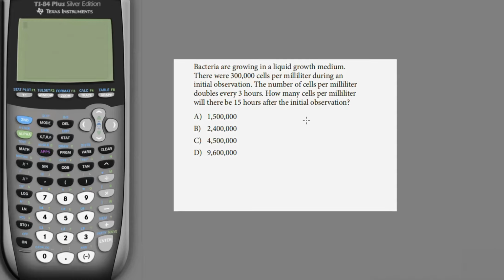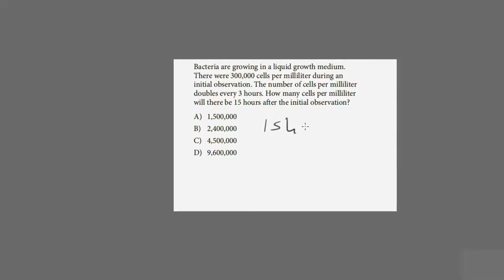So from the question, cells double every 3 hours, right? So after 15 hours, 15 hours equals 5 doubling intervals. So 300,000 cells will now be 300,000 times 2 to the power 5.